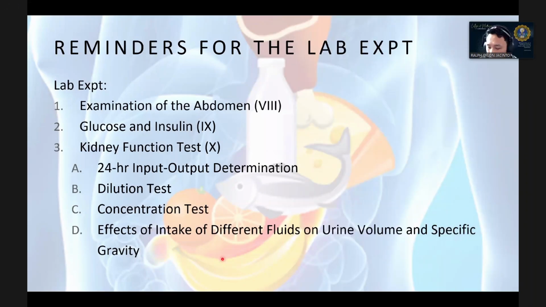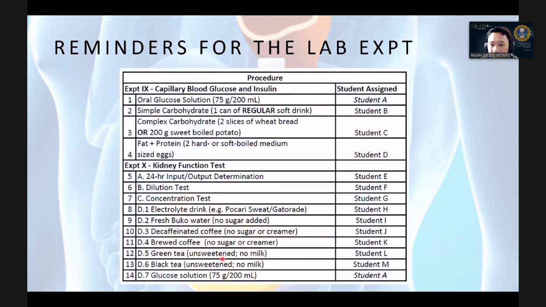This will be posted as an announcement in Canvas. What I want you to do is kindly assign. If you tabulate, we will need approximately 14, actually 13, subjects to do the different procedures in 9 and 10. So kindly assign per group. But take note that the subject for the oral glucose solution, student A, would also be the subject for the glucose solution in procedure D of experiment 10. So same student.